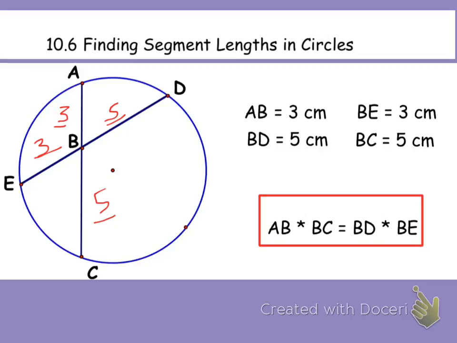So essentially here I would have AB, which is 3, times BC, which is 5, is equal to BD, which is 5, times BE, which is 3, and then you'd find out that they're proportional indeed. So 15 is equal to 15.